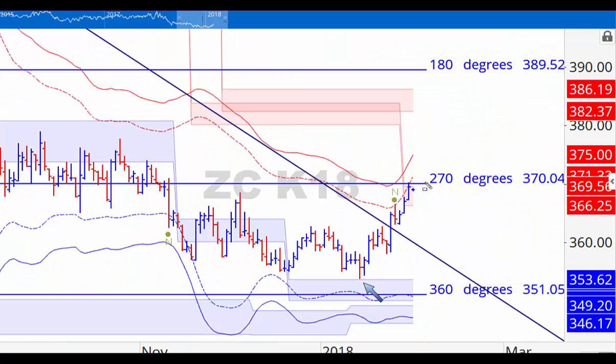The angle of 270 overhead lands at 370 for the May contract, and again we can see volatility-based resistance forming overhead. In a similar fashion, an N-band did form, although for the May contract it occurred a couple days ago, a little bit earlier than what occurred for the March contract.